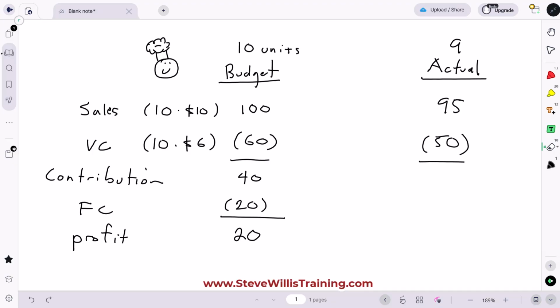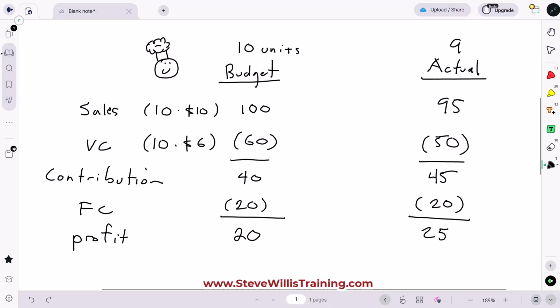And look at that, my variable cost dropped a little bit as well. My actual variable cost was lower than budgeted. Maybe the market conditions changed, food costs dropped. So now my actual contribution is 45. Okay? Fixed cost didn't change, but my profit now is 25. So I'm happy. Now at this point, I want to control performance.